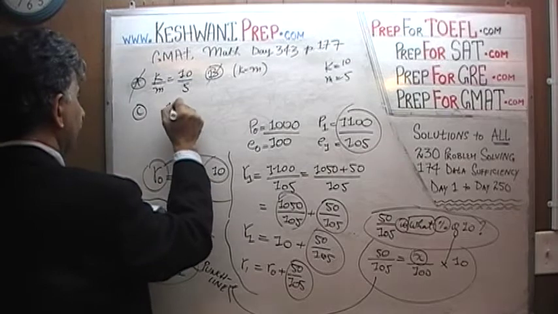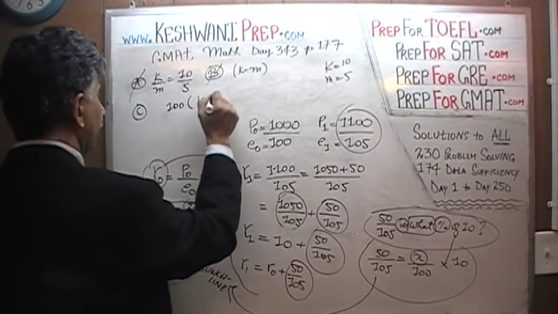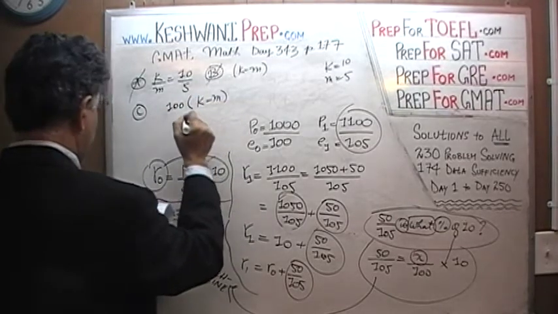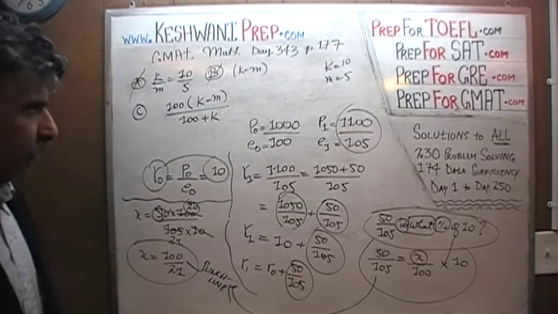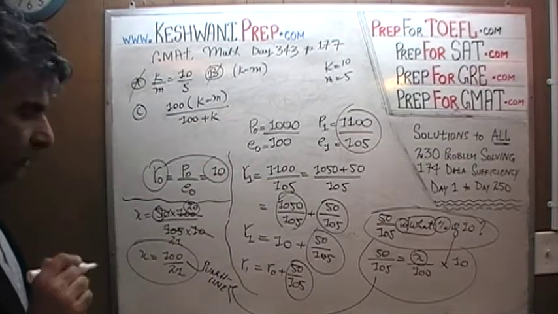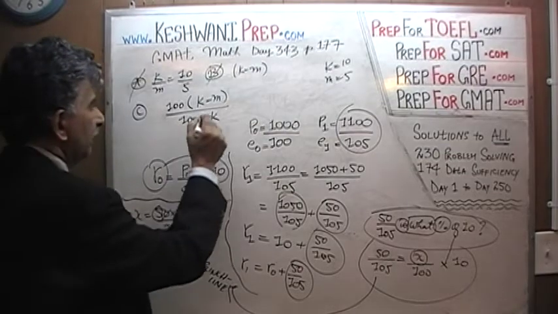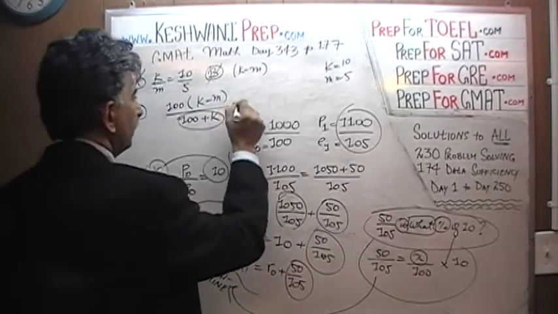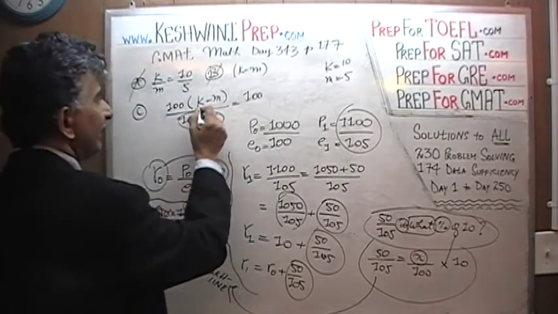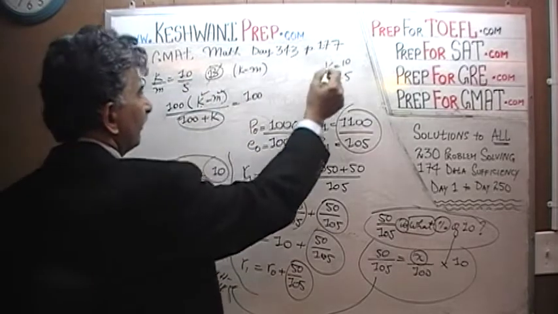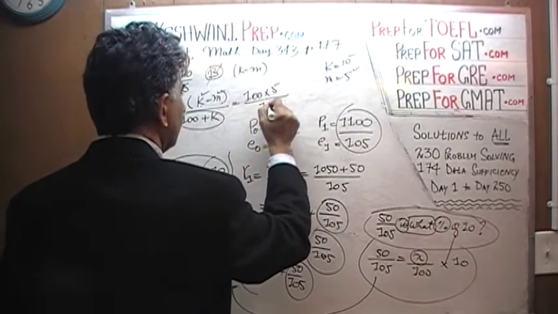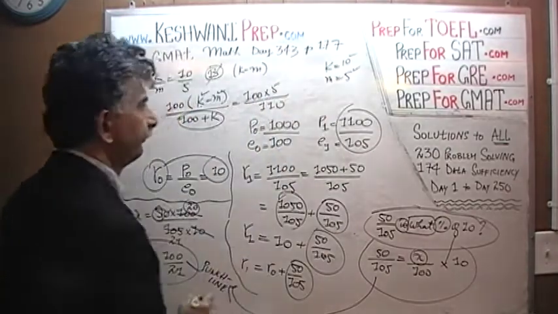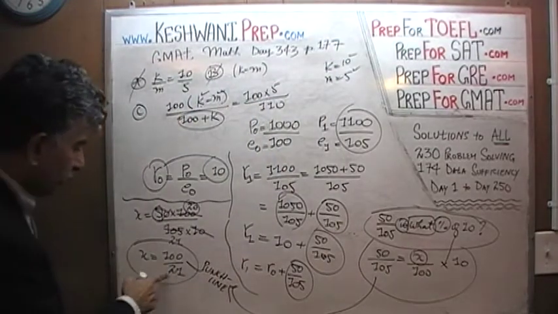C says 100 times K minus M over 100 plus K. This is where we have to slow down. Take your time, otherwise you're going to make a mistake. The very first thing we notice is that at the bottom you're going to get 110. So we're going to end up with 100 times K minus M. K is 10, M is 5. So it's this over 110. We do get 21 at the bottom.